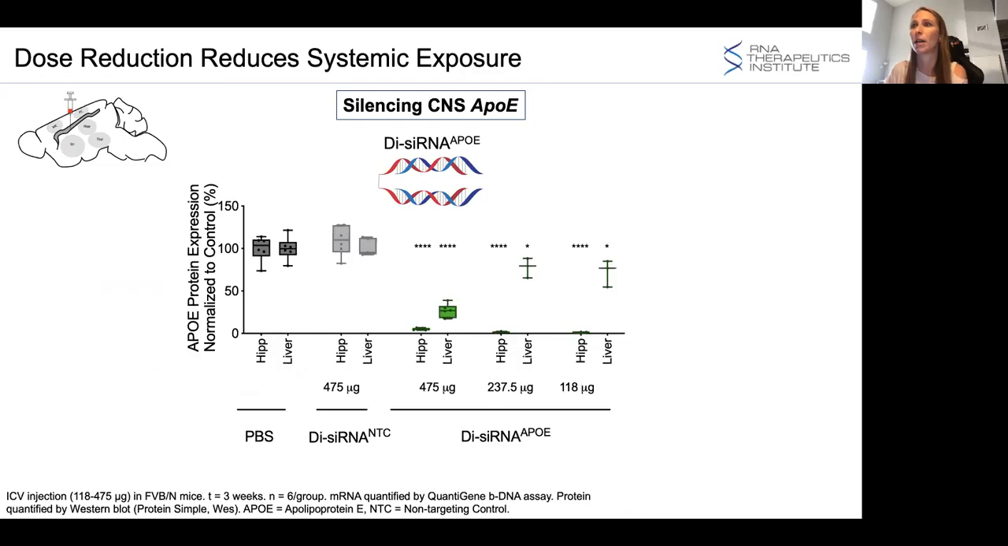We first tried to mitigate the systemic exposure by reducing the dose. And as you can see here, when we reduce the dose by 2 and by 4, there is a rescue of liver silencing and brain silencing is maintained. But we wanted to see if we could devise a way that we could maintain high doses in the CNS and block liver silencing completely.